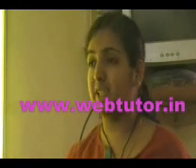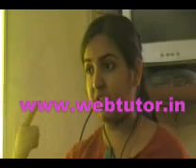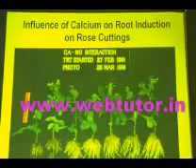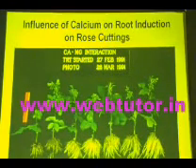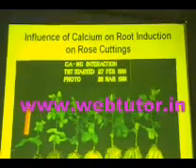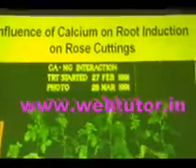It's seen in countries like Spain, European side countries. They have this blossom end rot in tomatoes. Now, the influence of calcium on root induction in rose cuttings. Very simple. If you can see, as they've increased the calcium concentration, the roots being formed are also more.